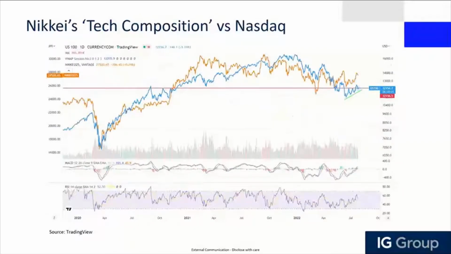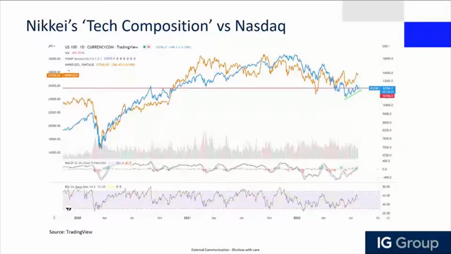And why I'm looking at this is because, generally, the top two sectors that account for the largest weightage in the Nikkei are the tech sector and the industrial sector. So these two actually comprise a huge percentage of the Nikkei's overall weightage.